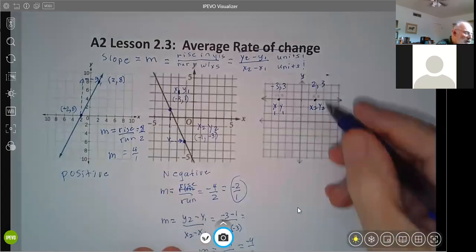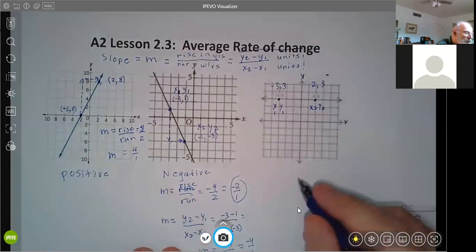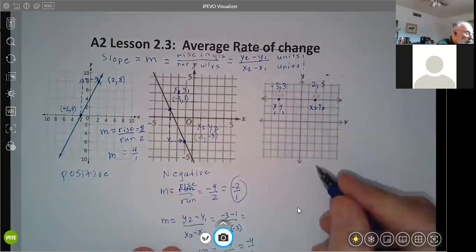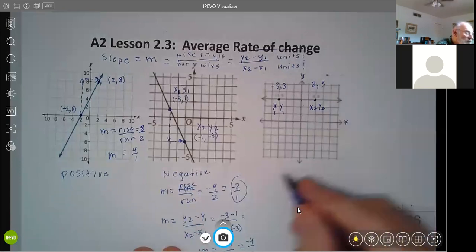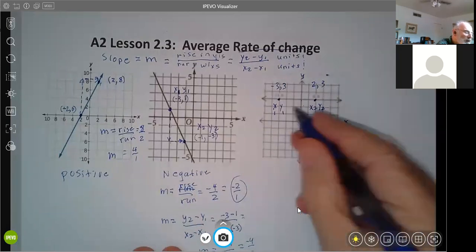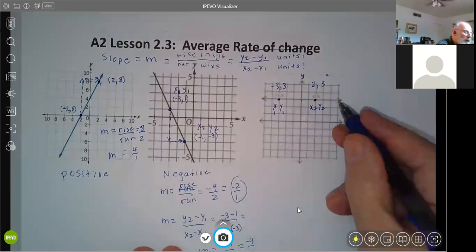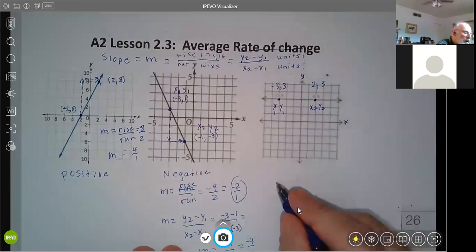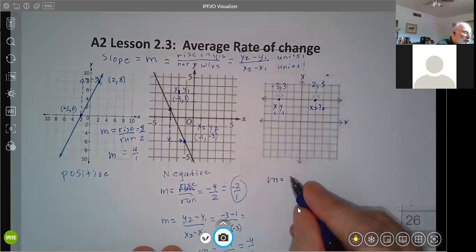I think it's best because of all the negatives involved, and we want to make sure we understand what's going on. But we could do it either way. Well, let's do it both ways. And by the way, you'll notice again, this line is horizontal. We'll just mention that. All right, so m equals rise over run.